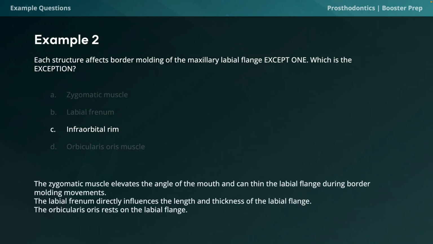Now, even though we didn't directly discuss some of these structures, you should have been able to arrive at the answer pretty easily. We know that the zygomatic and orbicularis oris muscles are within the vicinity of the labial flange, as is the labial frenum. Therefore, during border molding, they will certainly have an impact on the labial flange. The only option that is kind of distant is the infraorbital rim. It's also a bony structure, which would have been another clue pointing to it being the answer.